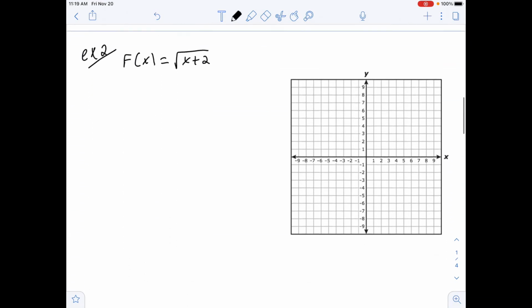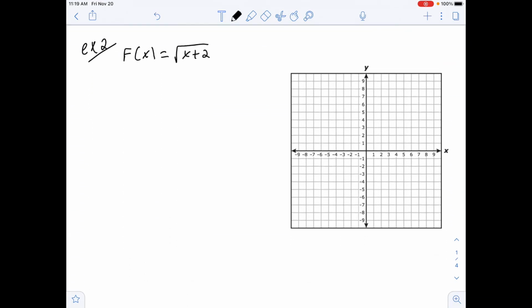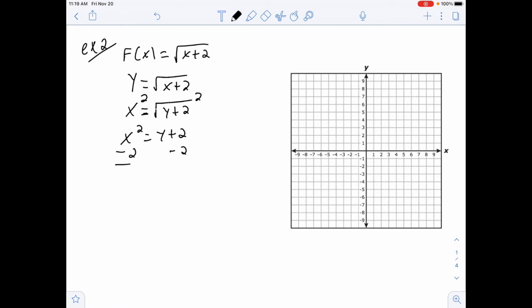So let's look at this second function. We got f of x is equal to the square root of x plus 2. So I'm going to go ahead and put in my y, because I'm going to do this algebraically first, and then I'm going to go ahead and switch x and y. And now I'm going to resolve for y. So what I'm going to do is square both sides. So I get x squared is equal to y plus 2. Then I'm going to subtract the 2.